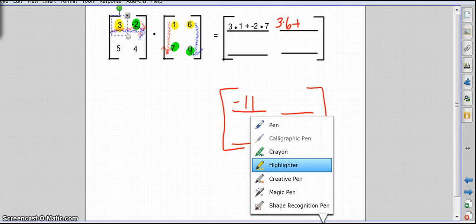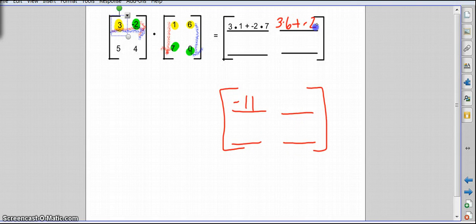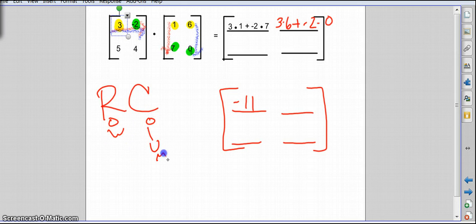So plus negative 2 times 0, because negative 2 is the second element in this row, times 0, which is the second element in that column. Always the row of the first matrix by the column of the second matrix. RC: row of first matrix, column of second matrix. Alright, row by column. So let's see, 3 times 6 is 18. 18 plus 0, I get 18 right here.